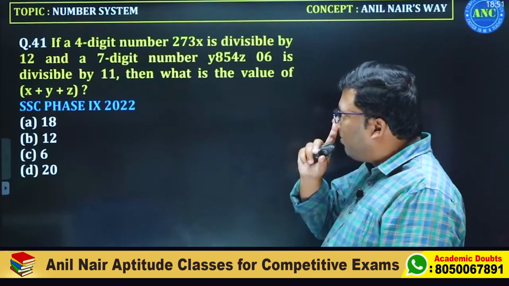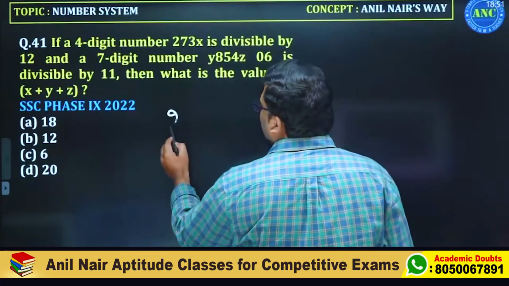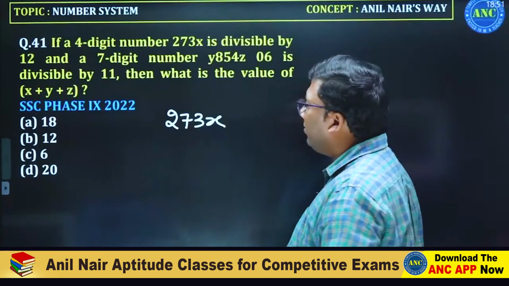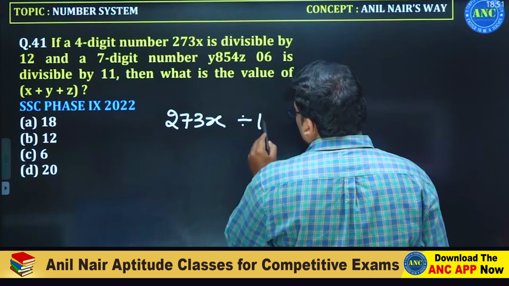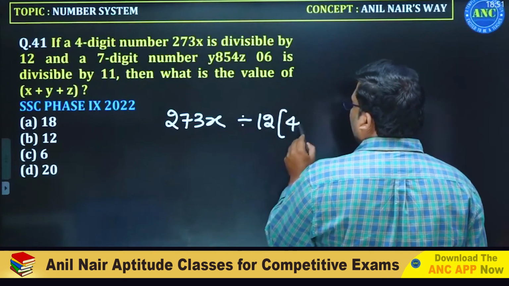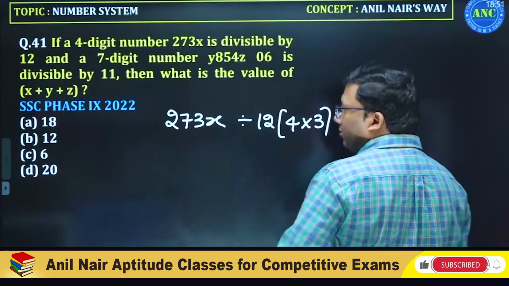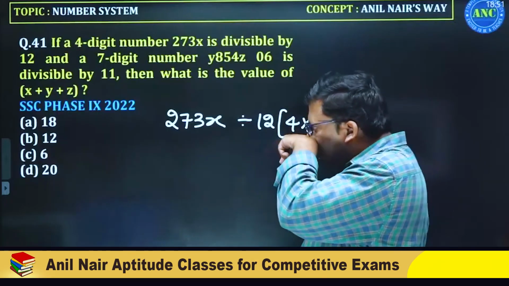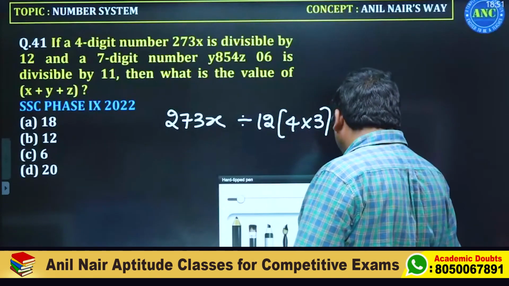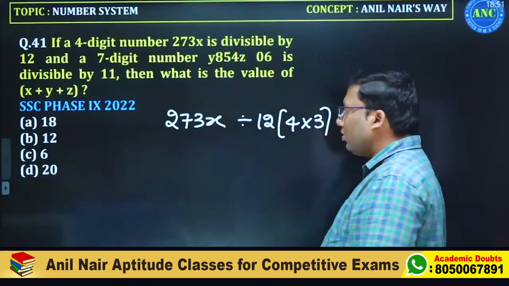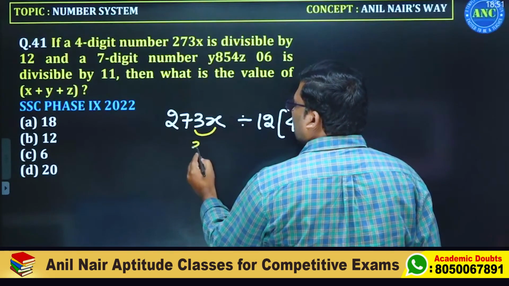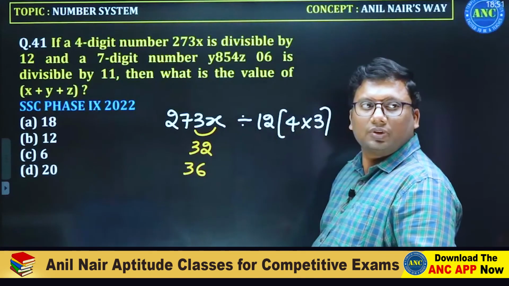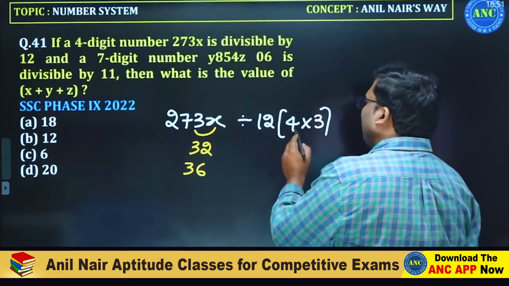There is a 4-digit number. What is the 4-digit number? 273x. This is a 4-digit number. It is divisible by 12. 12 is a composite number, so we have to take it as a product of two coprime numbers, 4 and 3. For it to be divisible by 4, the last 2 digits should be divisible. That means 32 is one case, 36 is one case. This is for 4.